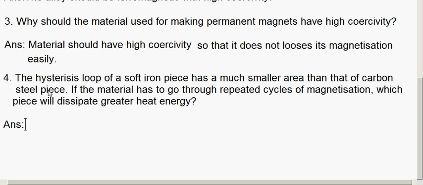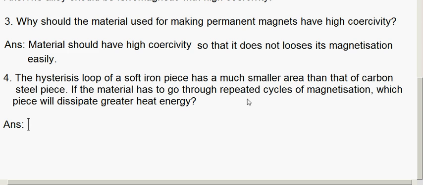Now we know that the area under the hysteresis loop actually gives the energy loss, or it is proportional to energy loss. Now here we have to choose a material wherein we have cycles of magnetization which is repeated. That means to have less energy loss, we should have a hysteresis loop of less area. Because the area of hysteresis loop represents energy loss, therefore carbon steel piece will dissipate greater heat energy because its area is more, because the hysteresis loop of a soft iron piece has a much smaller area. So soft iron will have less energy loss, or will dissipate lesser energy.